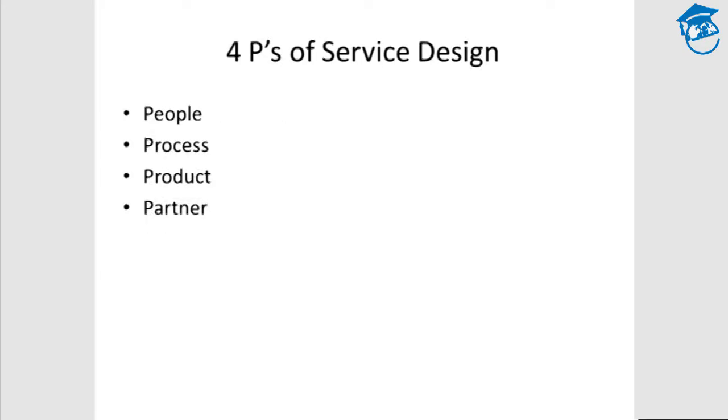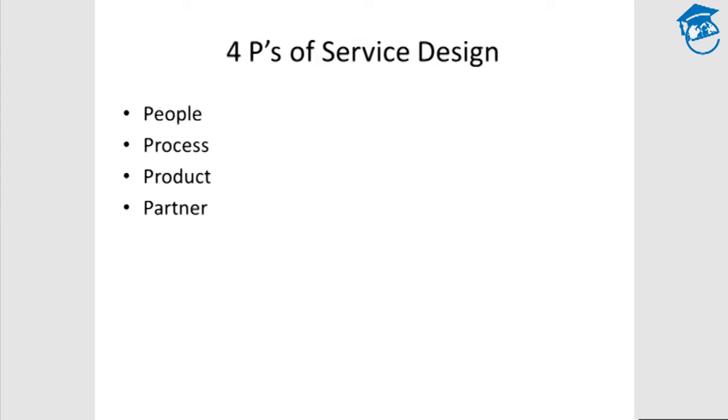Now proceeding further, we'll discuss the 4 P's of service design. The 4 P's here are people, process, product, and partner. Now people means the human resources and organizational structure which is required to support the service. Very simple: this is the human resource requirement to support the service.